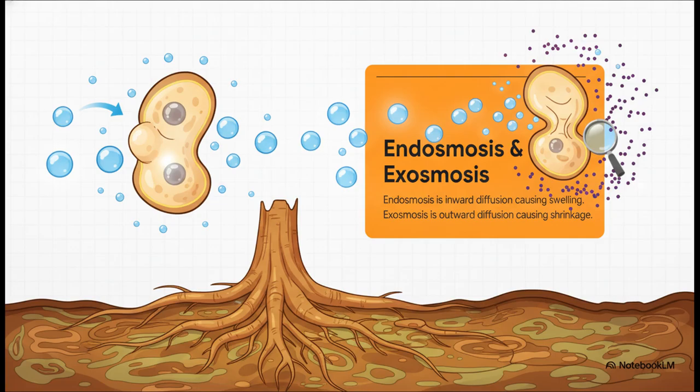Depending on that concentration gradient, osmosis takes 2 forms. Endoosmosis is inward diffusion through a semi-permeable membrane when the surrounding solution is less concentrated. That causes the cell to swell up. Exoosmosis is outward diffusion when the surrounding solution is more concentrated, and that directly causes cellular shrinkage.